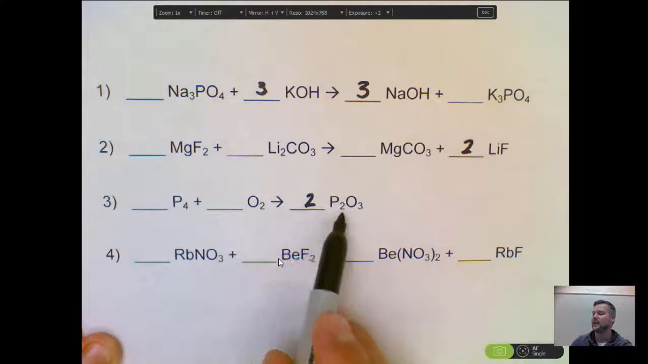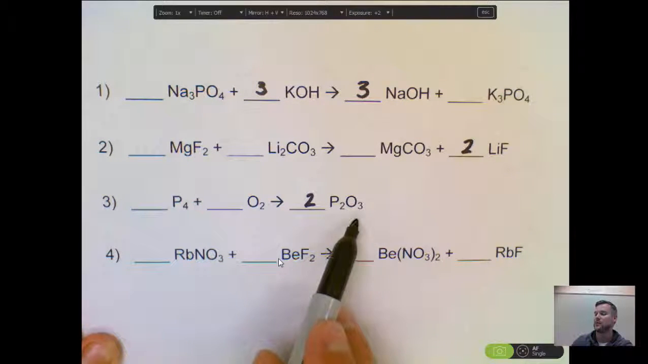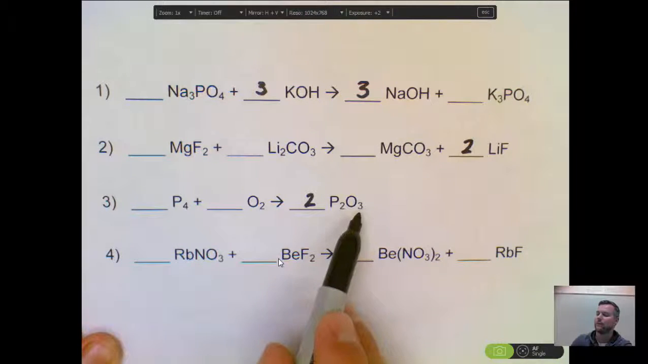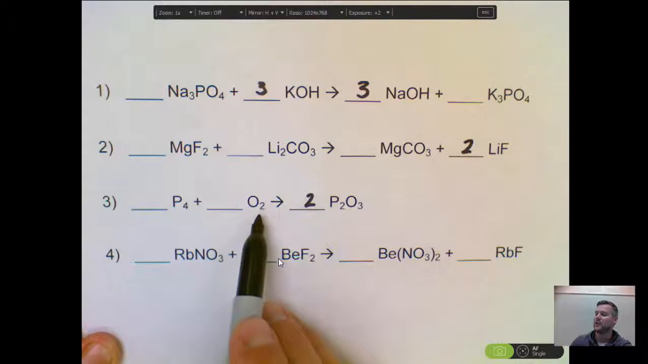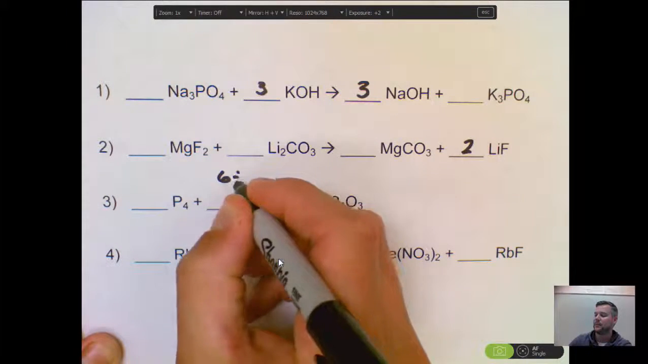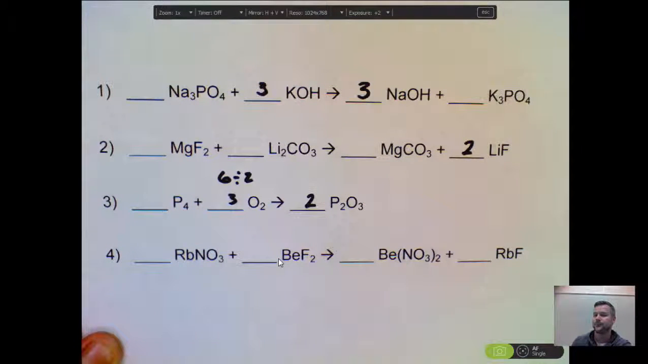This 2 affects the P, it also affects the O, so now 2 times 3. A common mistake would be 2 plus 3. 2 times 3 gives me 6 O's. I only have 2 O's right here, so to get to 6 divided by the 2 that I have, I need 3 copies. This is a balanced chemical equation.